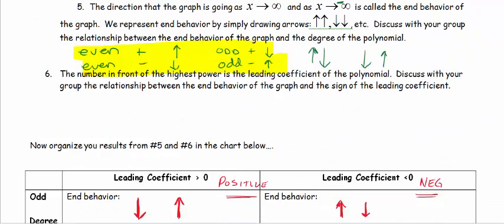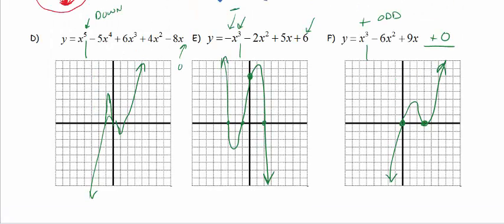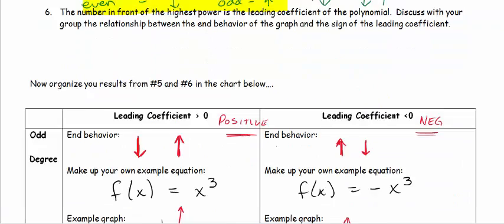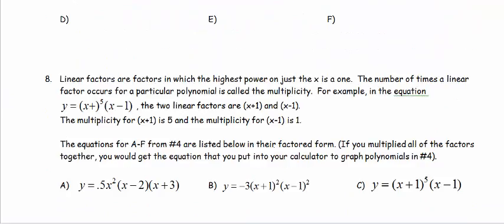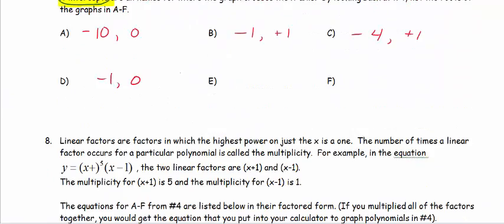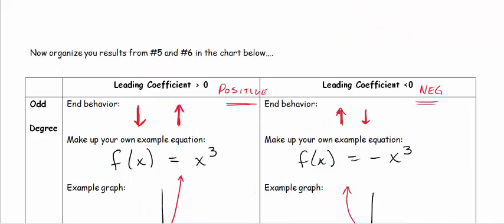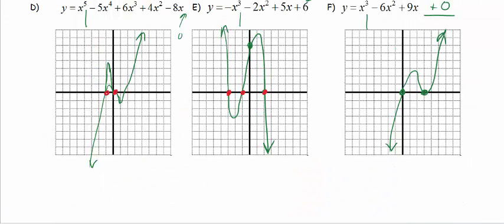Let's look at D. D looks like it crosses at negative 1 and at 0. E crosses at negative 3, negative 1, and positive 2. So these are just called the x-intercepts, and you can tell those by looking at your graph. Our final one crosses at 0 and at 3, based on our graphs.